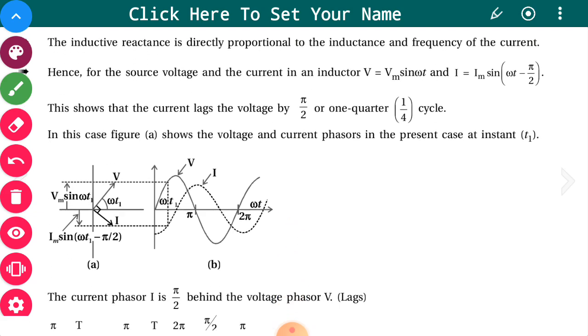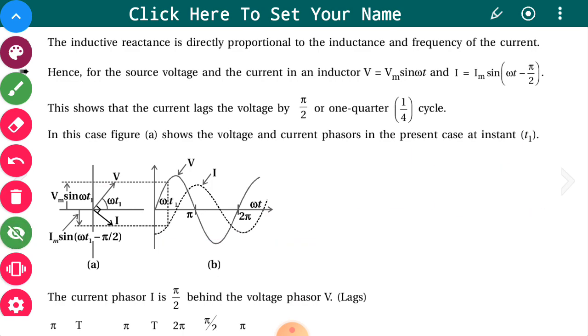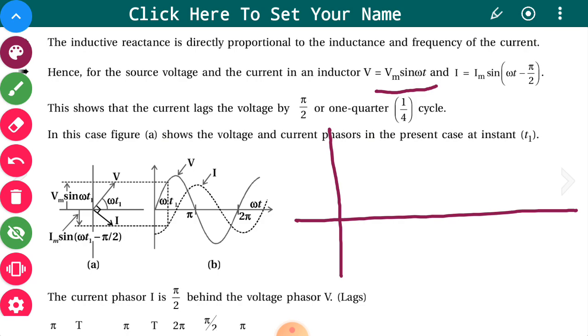Now see, the phasors are drawn. It's very easy to draw. First of all, you just have to draw the horizontal and vertical axes. Voltage is Vm sin omega t, so at any time t1, you draw the length of the voltage phasor as Vm. This angle must be omega t1.